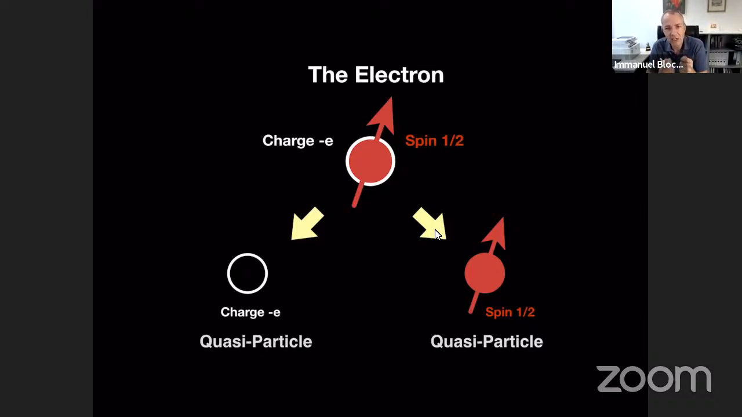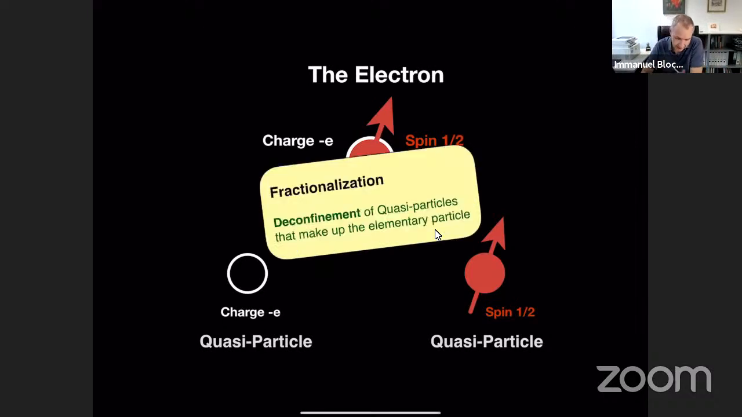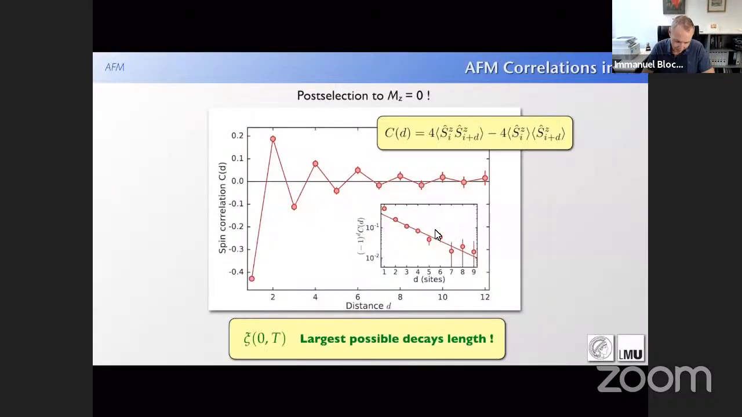When you inject such an electron into the right host material, it can break up into 2 quasi-particles, one which carries the charge and one which carries the spin quantum number, and they become deconfined, meaning that they can basically separate over arbitrarily large distances. So that's what we call deconfinement of these quasi-particles. You so to say liberate the quantum numbers that were so intimately attached to the electron, and they can now propagate independently.